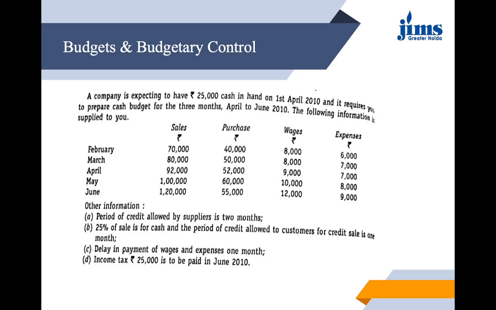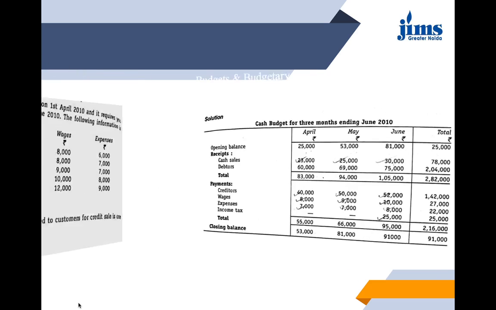Period of credit allowed by suppliers is 2 months, 25% of sale is for cash, and the period of credit allowed to customers is 1 month for the credit sale. Delay in payment of wages and expenses can be of 1 month, and income tax of 25,000 is to be paid in the month of June 2010. Let us see how to draw.